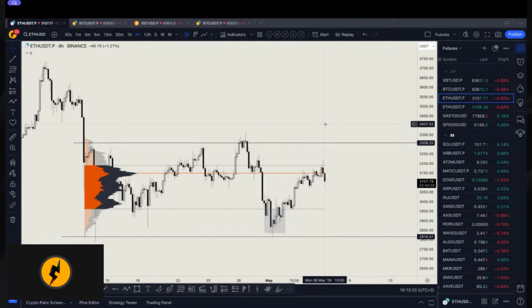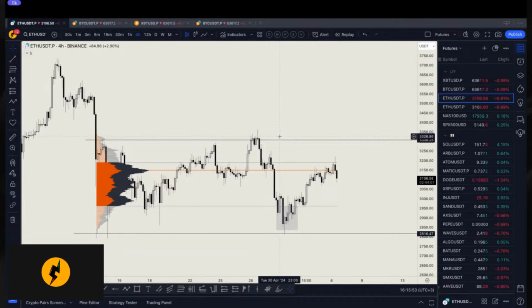We look for things that are at a discount to buy and at a premium to sell, right? So here, when we were deviating outside of this balancing zone, we had a discount, and from here to here was a nice long trade.